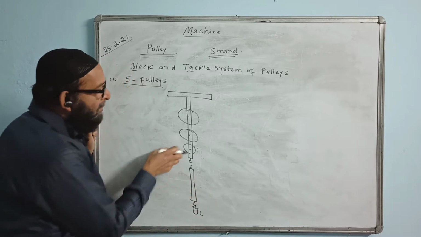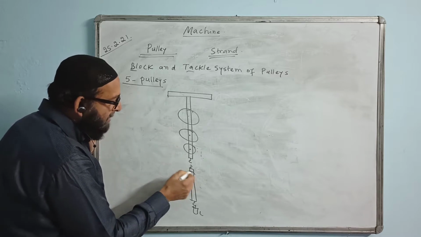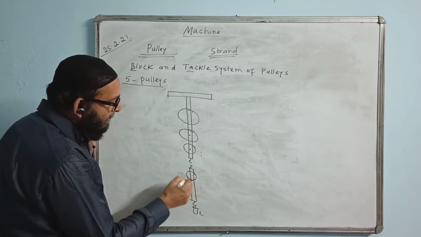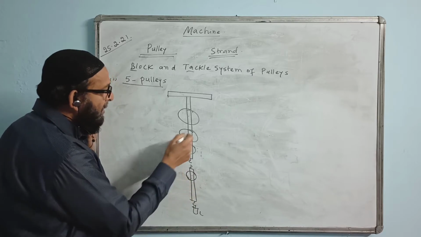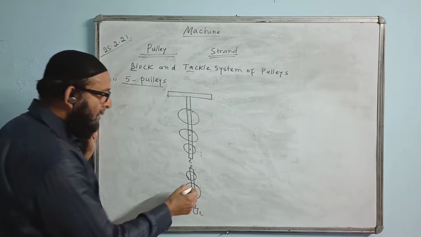This pulley will be smaller, the next will be bigger, and the next will be the biggest. Then this one will have the same size. So we should draw so that they look like they have the same size. Approximately they should look of the same size. This one and this one should have the same size.